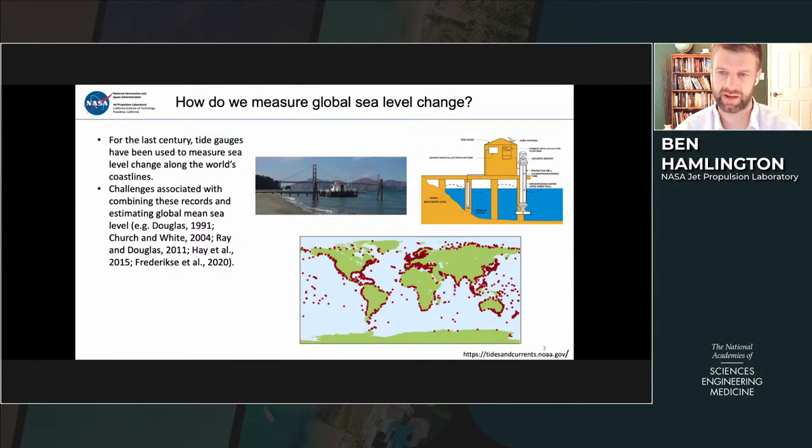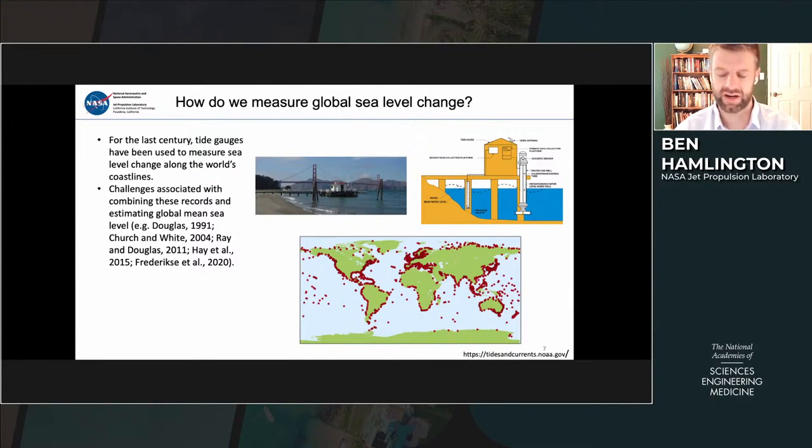So there are these different processes, but how do we measure sea level change in total? How do we know global sea level is changing? For the last century, we've used tide gauges. I think Chris's talk that follows, he'll go quite a bit into tide gauges and how we use those measurements to infer different things about the processes driving sea level change.